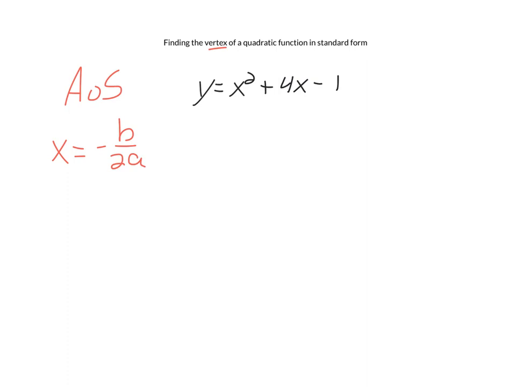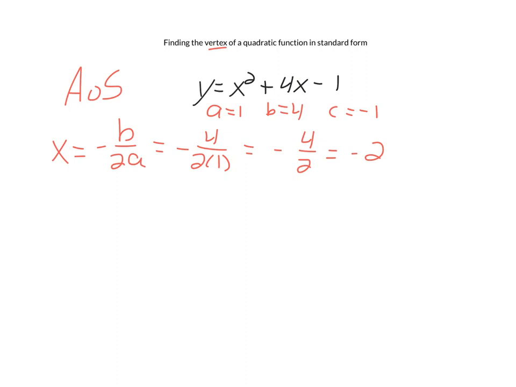So if you remember, every quadratic equation in standard form, of course, has an a value, a b value, and a c value. And the a value in this problem would be 1, b would be 4, and c would be negative 1. So using the formula for axis of symmetry, it would equal negative, and then b is 4, divided by 2 times 1, which is equal to negative 4 over 2, which is equal to negative 2. So the axis of symmetry of this quadratic is negative 2.